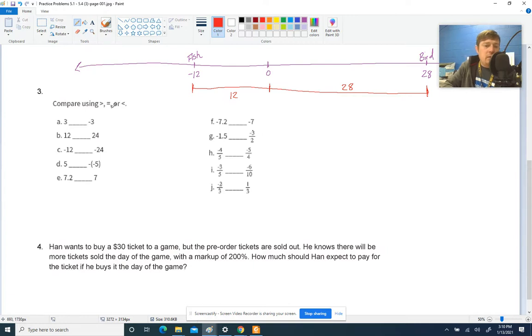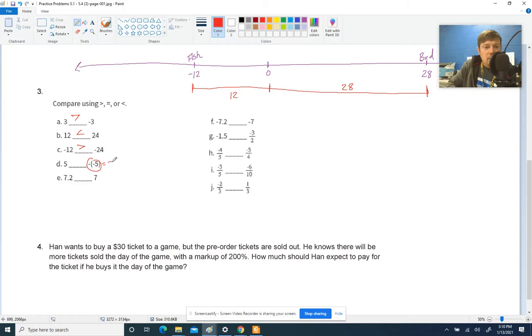Comparing, alligator is always going to want to eat a positive over a negative. So for this first one, alligator wants to eat the positive versus the negative, bigger number versus the other. Now, when they're both negative, the alligator is going to want to eat the one that's closer to 0. So you might have to visualize that 12 is closer to 0 than 24. So the alligator is actually going to want to eat the smaller looking negative number.